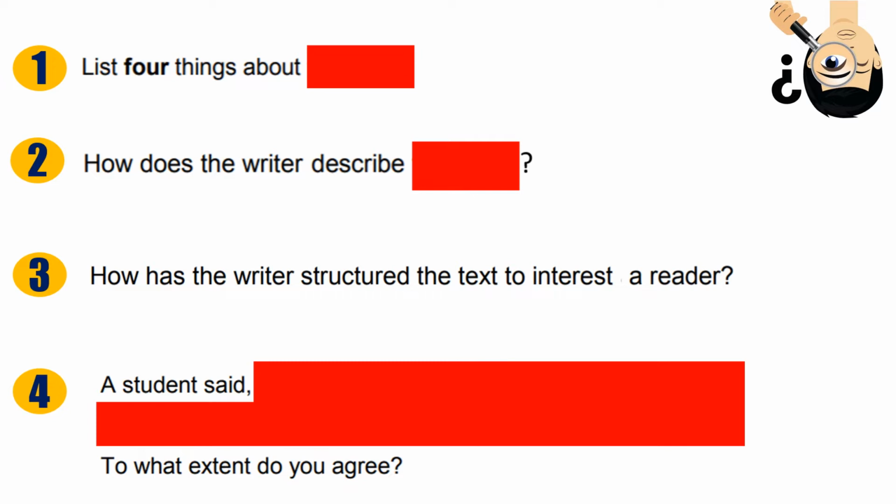So when you open the exam paper, it will always say, list 4 things about something. Question 2 will always read, how does the writer describe something? That's the bit that's going to change. Question 3, there is no change whatsoever on every single exam. The question remains, how has the writer structured the text to interest a reader? So that's exactly the same every single time.